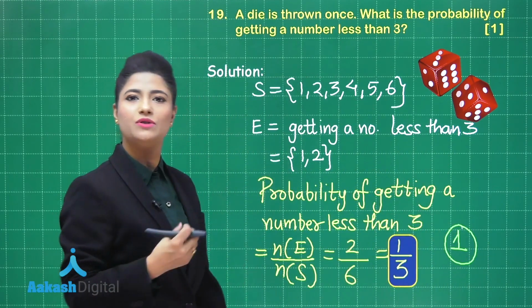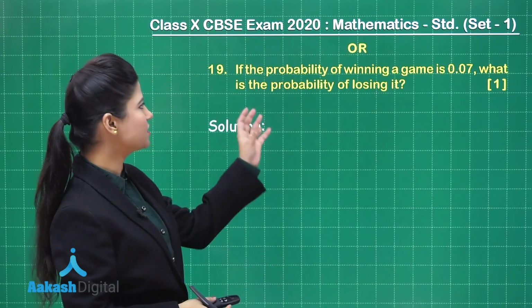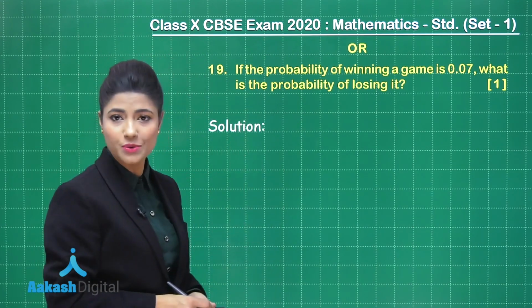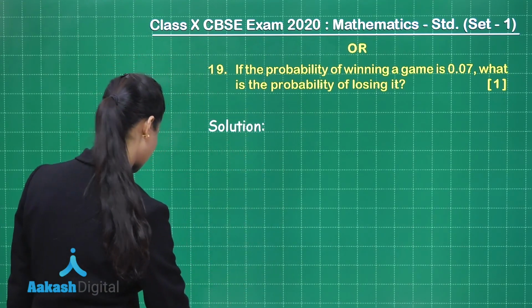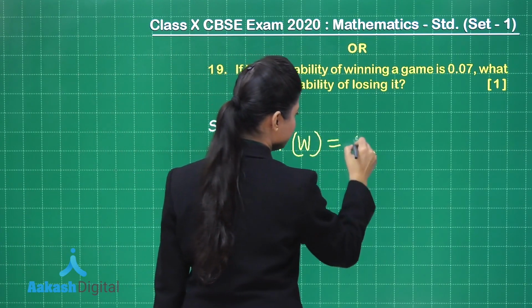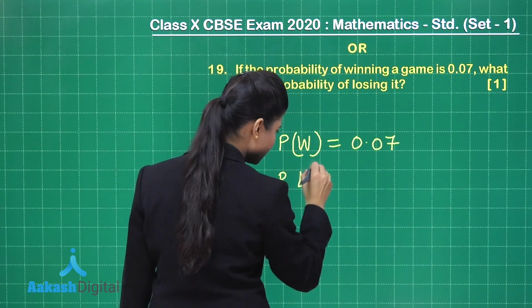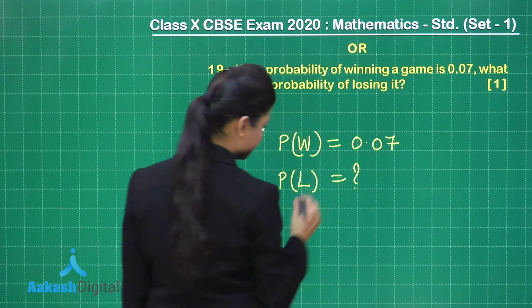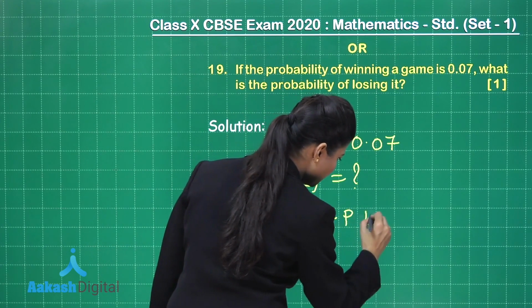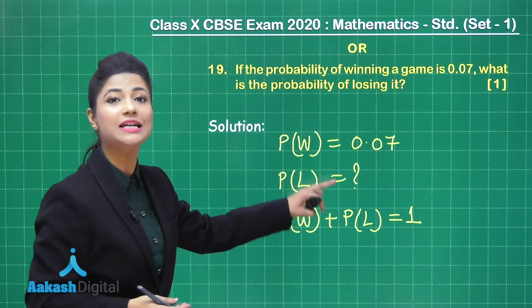Now let's proceed to the second choice provided in the same question. Here in this choice, it has been mentioned the probability of winning a game is 0.07. What is the probability of losing it? You know that the probability of winning is given as 0.07. Then probability of losing needs to be obtained. So we know that probability of winning plus probability of losing is equal to 1. Why so? Because these two are complementary events.